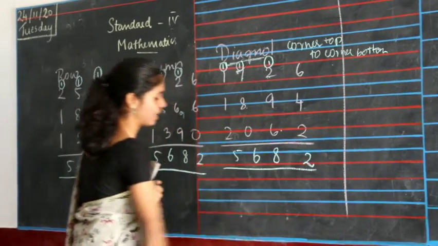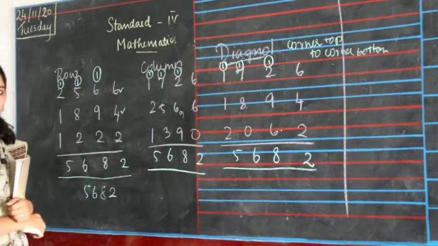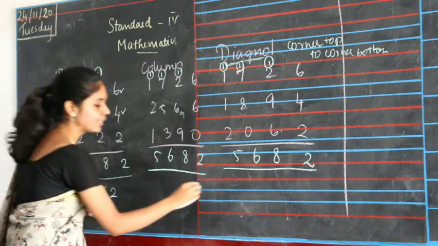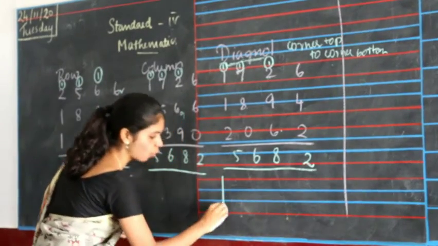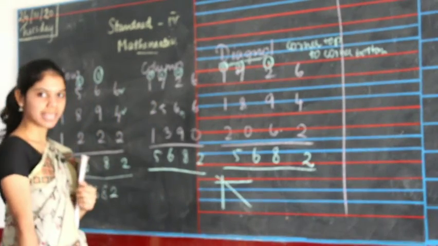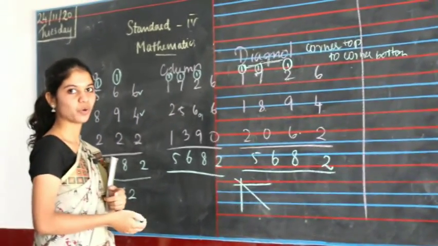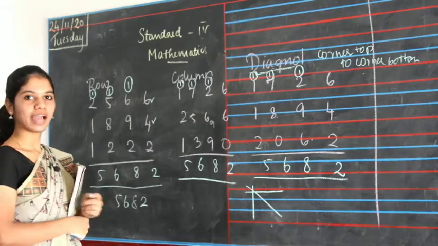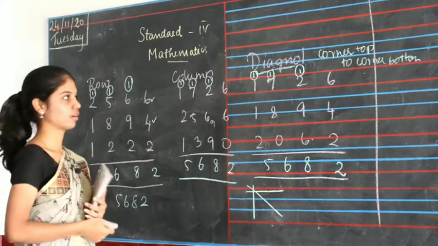We got the same answer everywhere. So, if you are adding any numbers in rows or columns or diagonals, you will be getting the same answer. Try it yourself at home and find that all the columns and rows give the same answer.